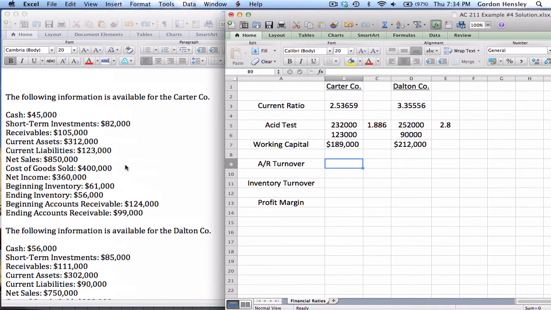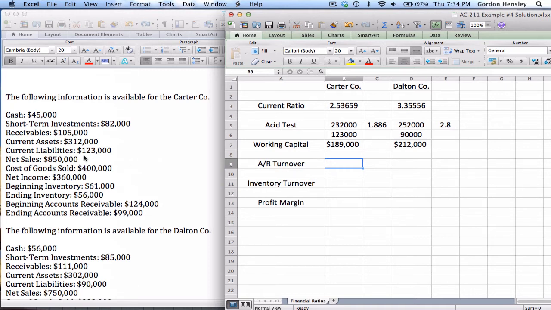Now the next one we're going to do is accounts receivable turnover. The formula would be net sales divided by average receivables. Now this turnover is going to tell us how quickly we get rid of our receivables. We want that to be as fast as possible, because if we have a good high turnover, that means we're doing a good job on collecting the money. So it's going to be net sales divided by average accounts receivable.